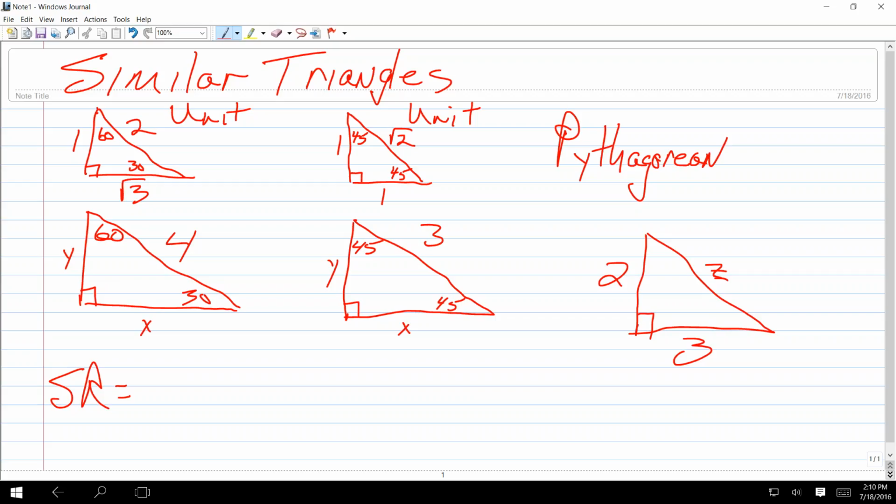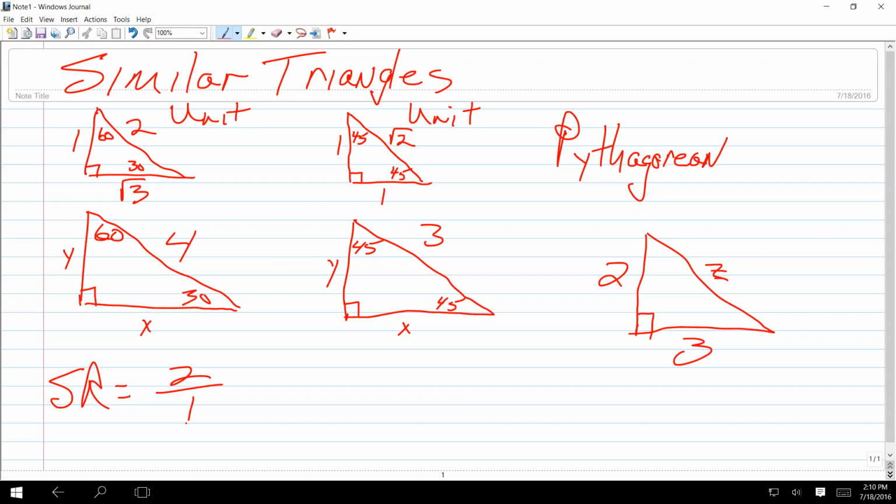What is the similarity ratio between this bigger triangle and this smaller triangle? How much bigger? Twice as big. That's the similarity ratio. It's 2 to 1.